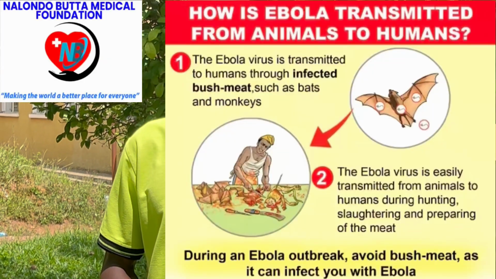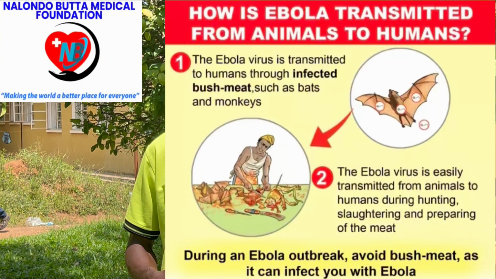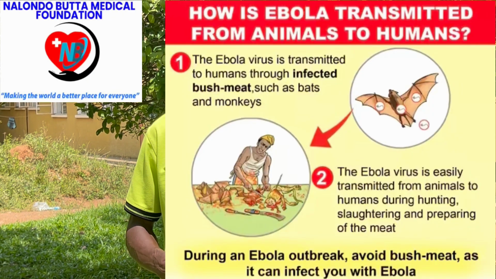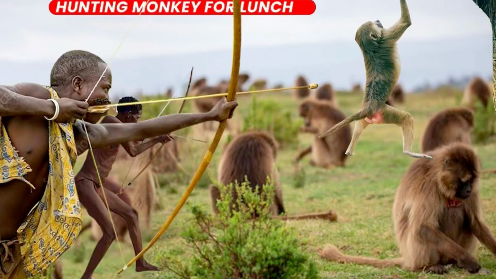Ebola virus is transmitted to humans through infected bushmeat, such as bats, monkeys, to mention but a few. The Ebola virus is easily transmitted from animals to humans during hunting, slaughtering, and also preparation of bushmeat.